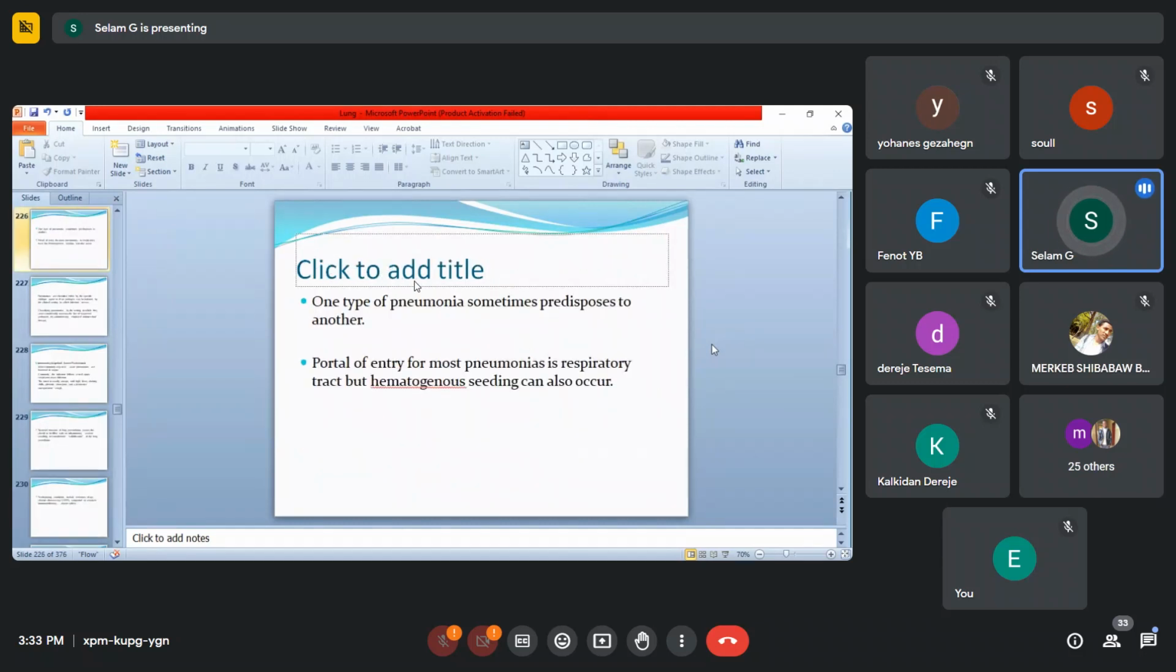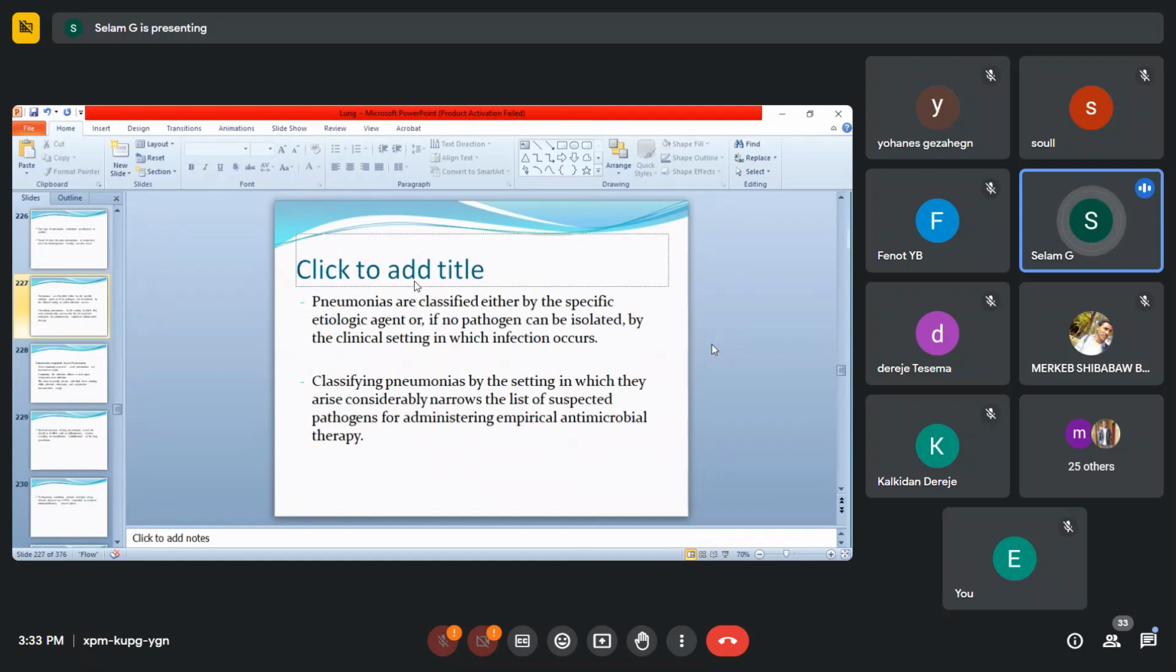predisposing us to pneumonia. One type of pneumonia is sometimes predisposed to another. If a person has viral pneumonia, this viral pneumonia may be a factor in developing bacterial pneumonia and the like. The portal of entry for most pneumonias is the respiratory tract, but hematogenous seeding can also occur. Pneumonias are classified either by the specific etiologic agent or, if no pathogen can be isolated, by the clinical setting in which the infection occurs.